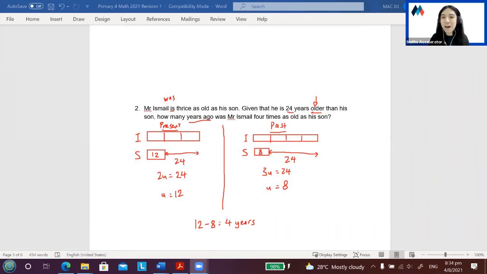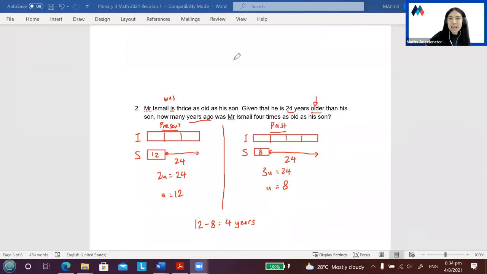Yeah, for the model, I wrote 3 units. Go ahead, Darren, don't worry, you can copy down now. I'm not moving forward yet. So, Navia, about what you said, yes, I wrote 3 units. Why? Because this 24 here, the difference, is 3 units. The answer is 4 years.